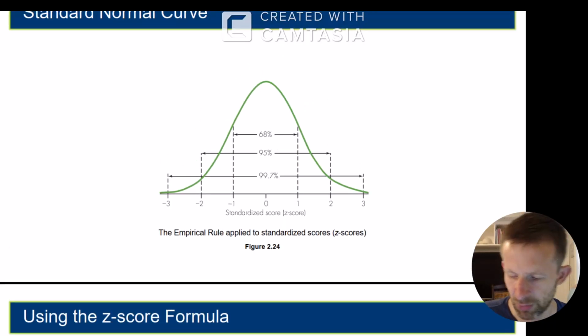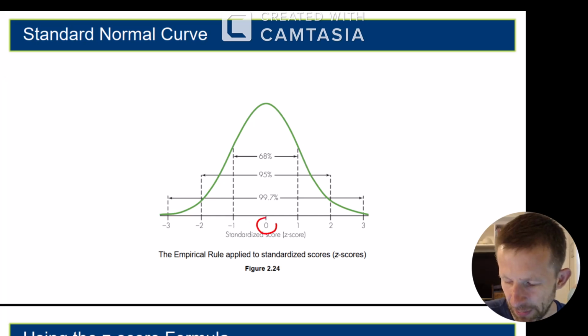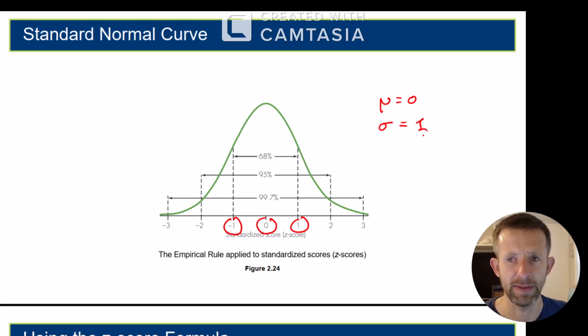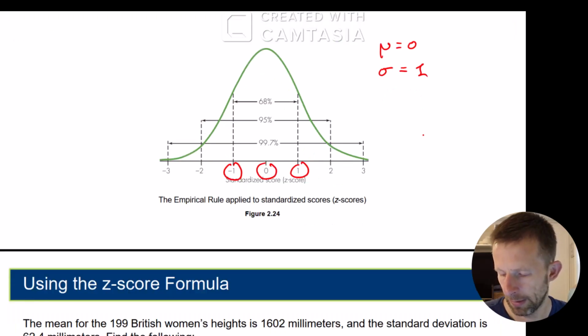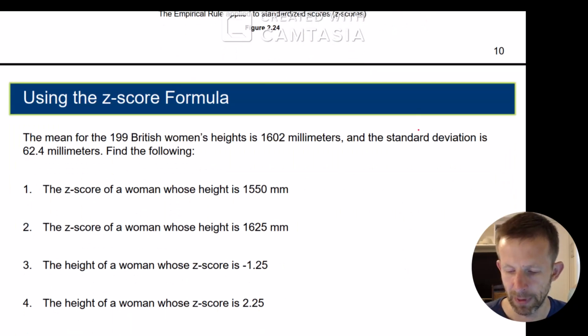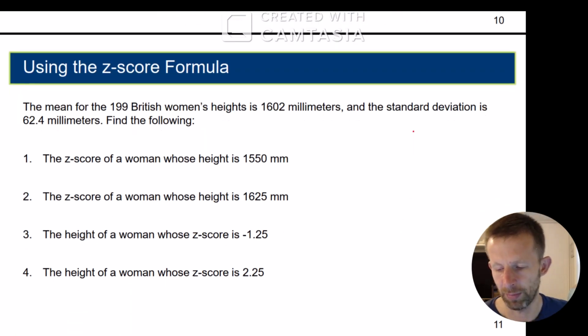So by the way, a standard normal curve is centered at 0 and has a standard deviation of 1. So it's centered at 0, standard deviation of 1, which means 68% of data is between -1 and 1, 95% of all data is between -2 and 2, and 99.7% of all data is between -3 and 3. All right, so use the z-score formula to answer these 4 questions.